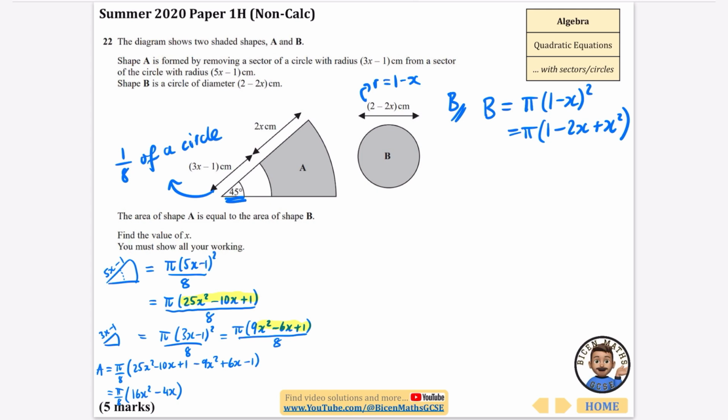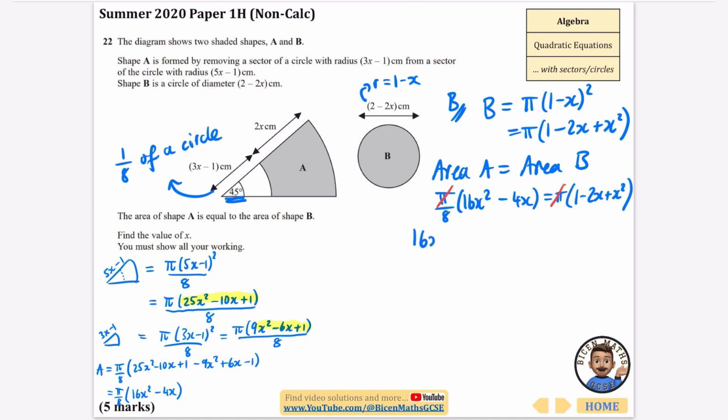Now we've said that the area of A is equal to the area of B. So this expression that we have down here, which is pi divided by 8, 16x squared minus 4x, is equal to pi multiplied by 1 minus 2x plus x squared. So I'm going to divide both sides by pi so I can get rid of that. And I'm also going to multiply the 8 up to the other side. So I get 16x squared minus 4x. I'm going to multiply everything by 8, so that's 8 minus 16x plus 8x squared.